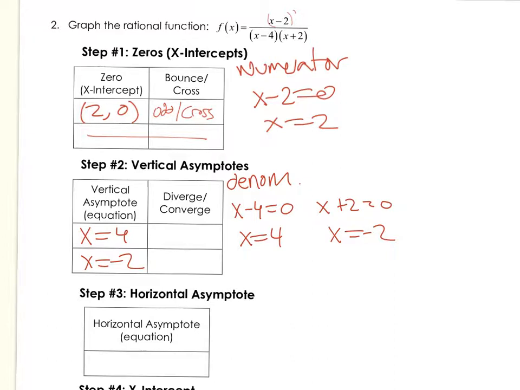Okay, now if you flip back a page, look at problem number 1 and the notes we took about diverging and converging. Remember, the rules are the same as bouncing and cross. Diverge is if the exponent is odd, and converge is if the exponent is even. So we're looking specifically at the x minus 4 and the x plus 2. Both of those have odd exponents, so both of those are going to diverge. Okay. So far so good. We move on to step 3 now.